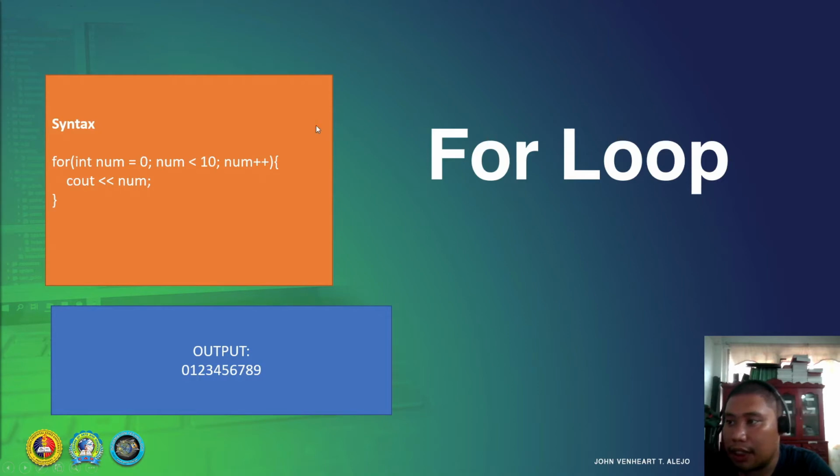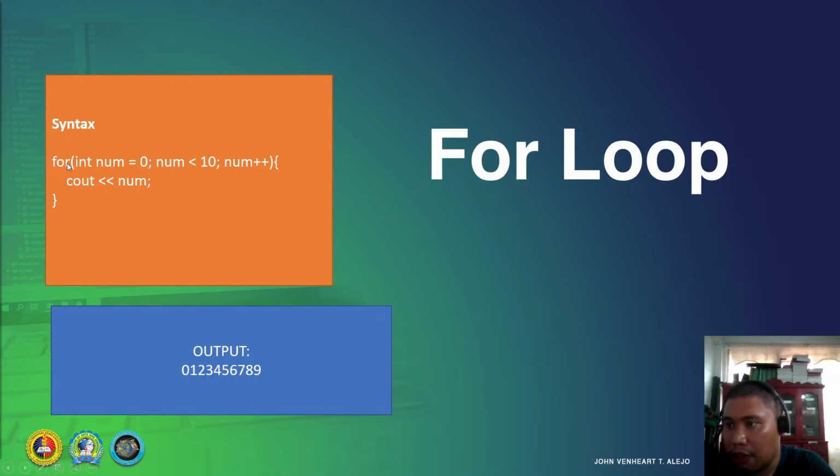As you can see in the syntax on the PowerPoint presentation, inside the open and close parentheses of the for loop, you can see directly where the loop starts. It is int num1 is equal to 0. You can also see where it stops, num is less than 10, and you can also see the iteration or the increment of this loop.